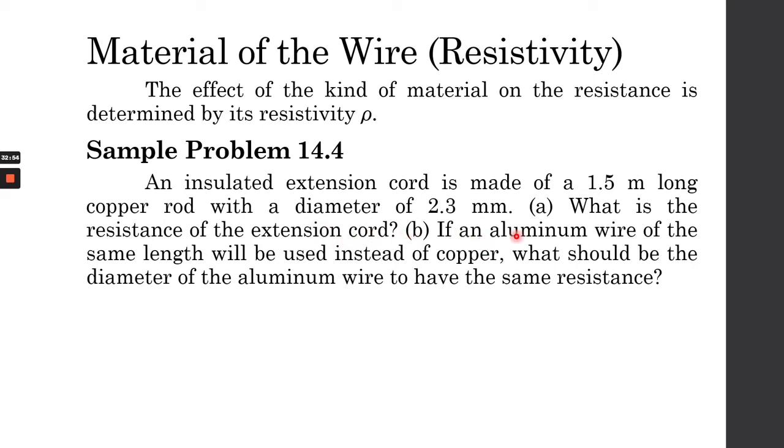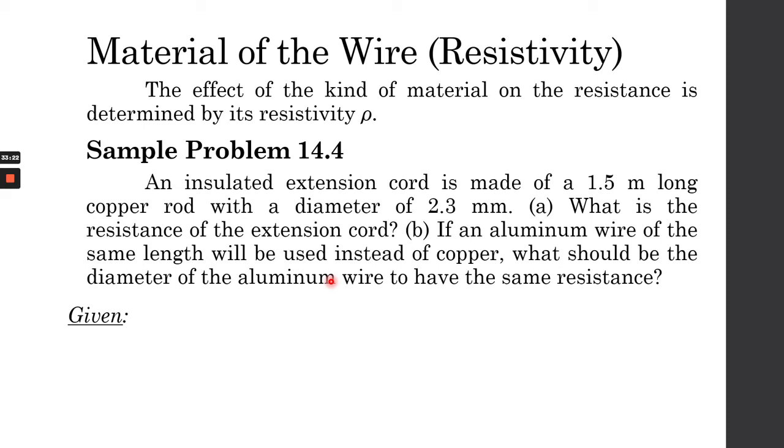Pangalawa, if an aluminum wire of the same length will be used instead of copper, what should be the diameter of the aluminum wire to have the same resistance? So, ang pangalawang tanong niya is kapag pinalitan natin yung copper into aluminum, same length, but we want to solve for same resistance, gaano dapat kalaki or kaliit yung diameter ng aluminum?